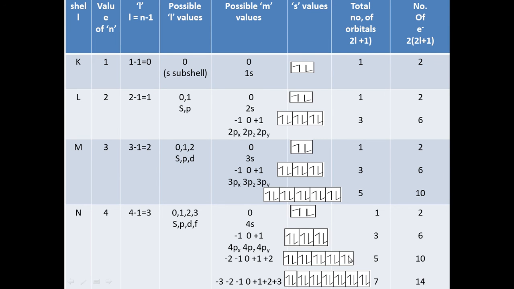I want to bring your attention to the d and f subshells. The d subshell has 5 orbitals holding 10 electrons, while the f subshell has 7 orbitals holding 14 electrons. So this is a brief idea about the different kinds of quantum numbers.